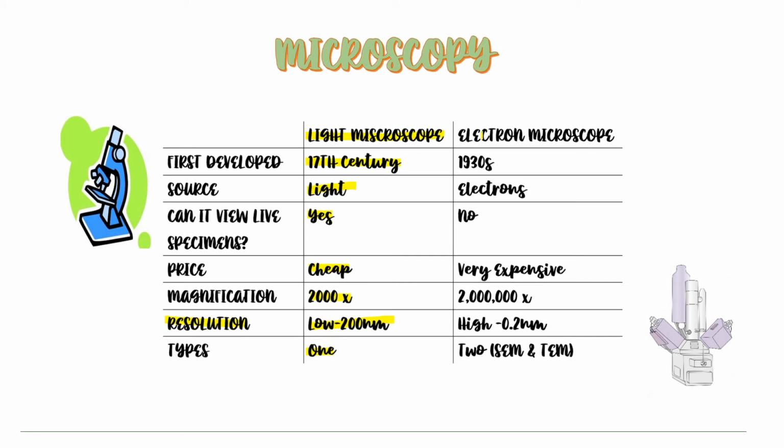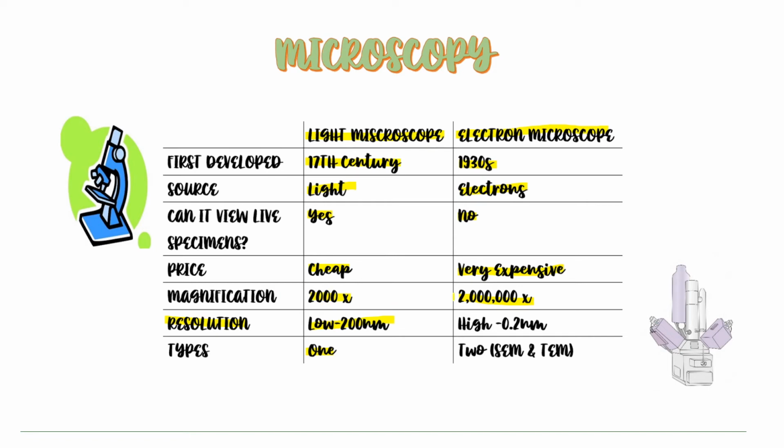So now coming back to the other type, which is the electron microscope. It was first developed in the 1930s and it uses electrons as a source to form an image, which means that it does so by firing electrons through the specimen, which means it has to be dead. So we cannot use it to view live objects. It has to be dead first, and it is very expensive as compared to the light microscope, as we already said. And its magnification power is a lot higher than that of the light microscope.